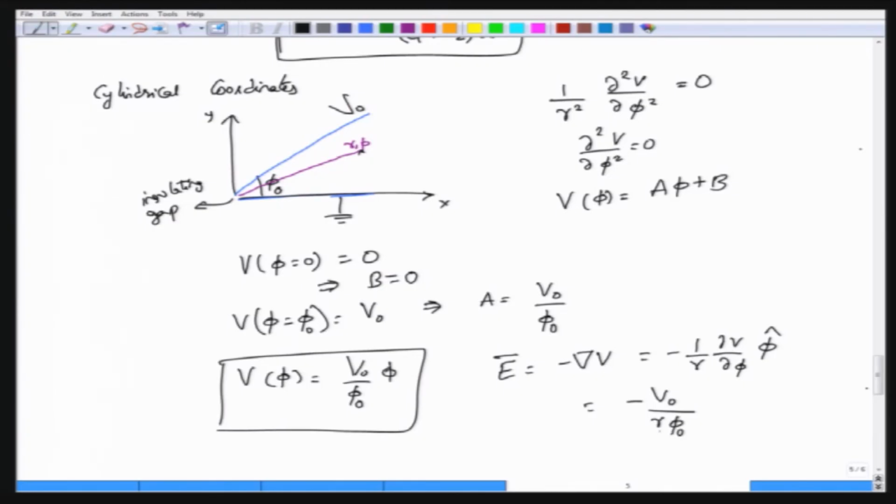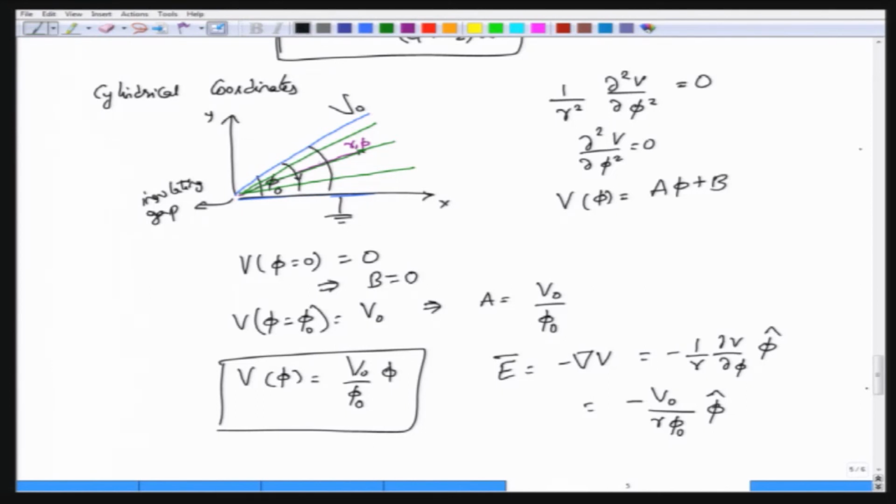It is interesting that the electric field is actually a function of r, whereas the potential is completely independent of r. Of course, this field must be directed along the phi direction. Why should it be? Well, if you plot the equipotentials for this capacitor, you will see that they are directed at constant values of phi, and the electric field must be perpendicular to these, and therefore they will be curved like this.